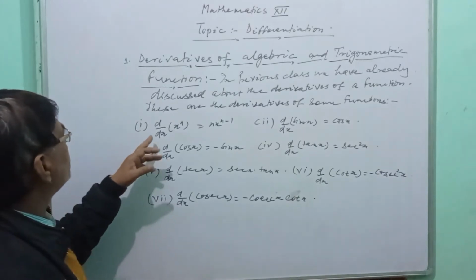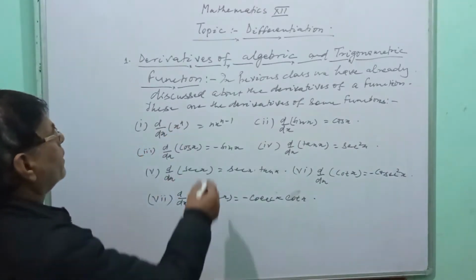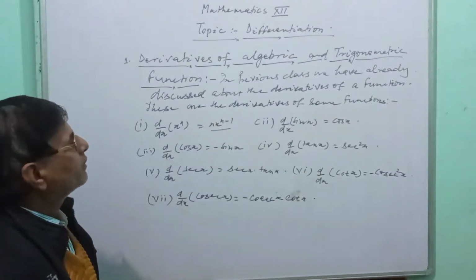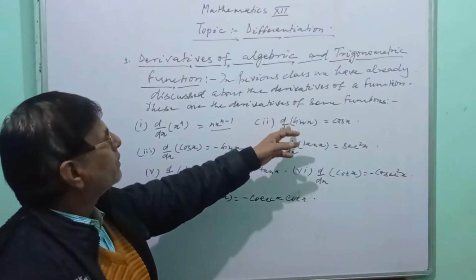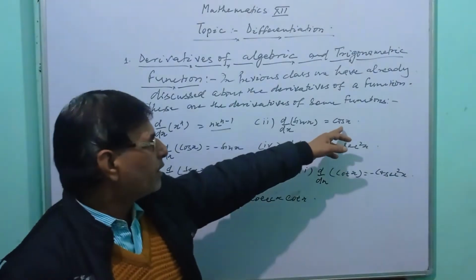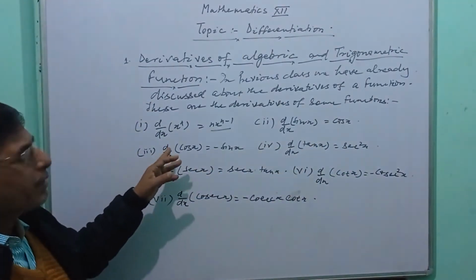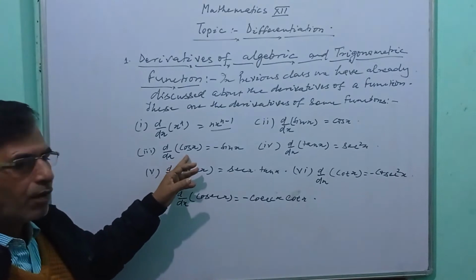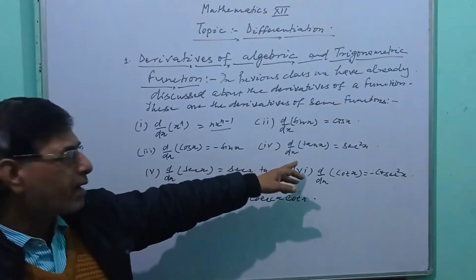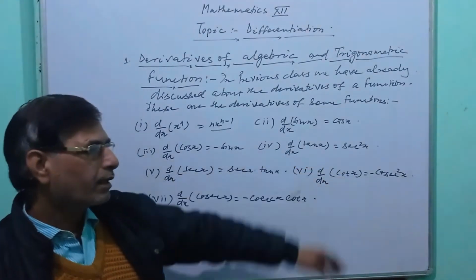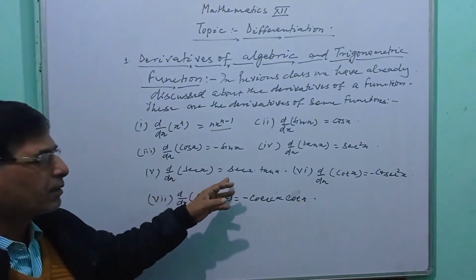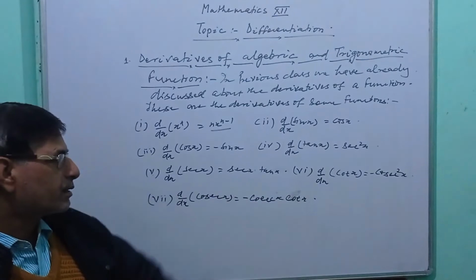The first is d by dx x to the power n is equal to n x to the power n minus 1. The second formula is d by dx sin x is equal to cos x. The third is d by dx cos x is equal to minus sin x. The fourth is d by dx tan x is equal to sec square x. The fifth is d by dx sec x is equal to sec x into tan x.